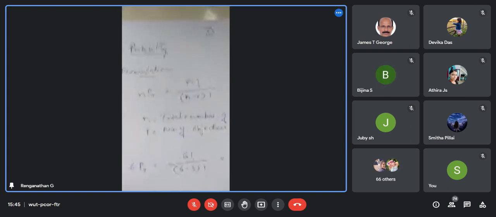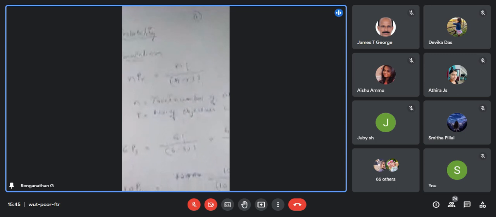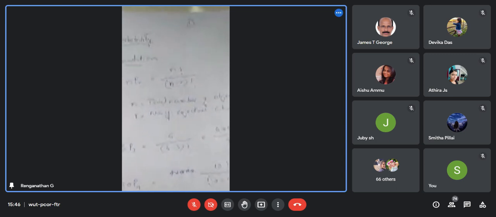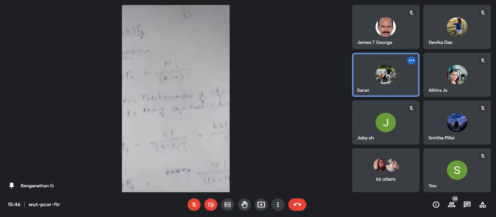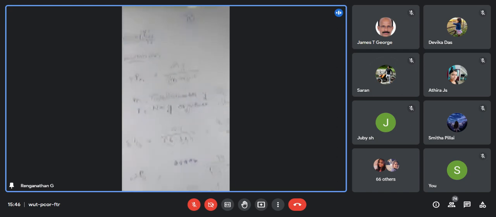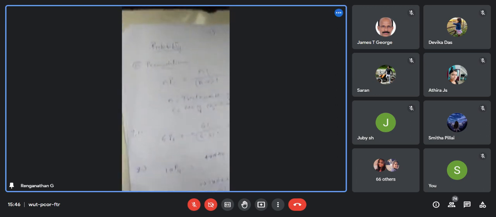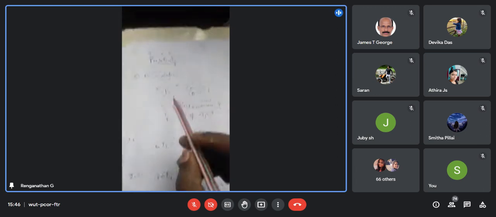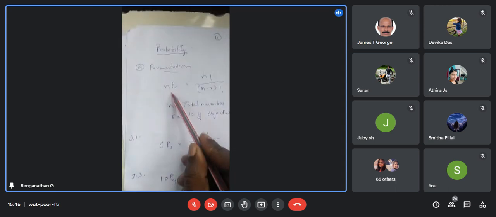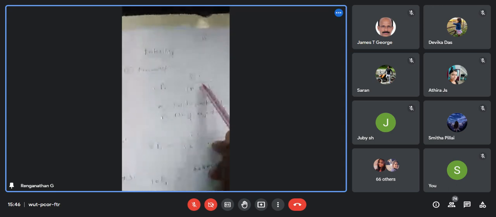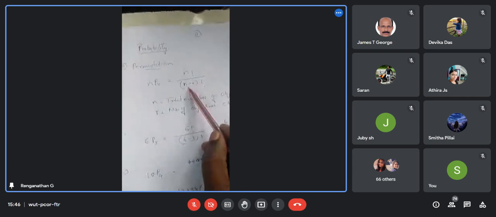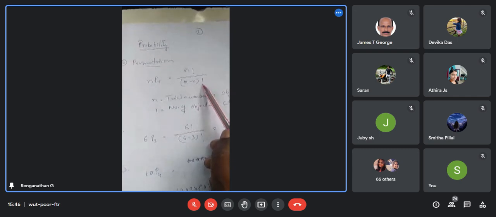What is this permutation? Permutation actually refers to the different ways in which a number of objects can be arranged. How many ways an object can be arranged can be calculated with the help of permutation. The formula to compute permutation is this: nPr is equal to n factorial divided by (n minus r) factorial.